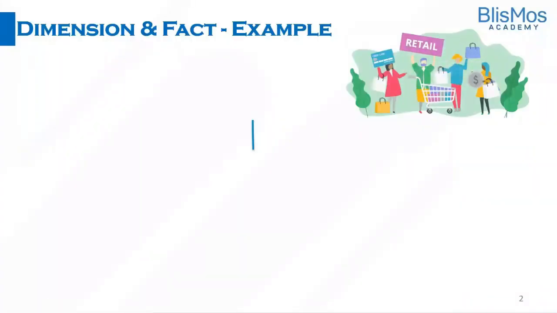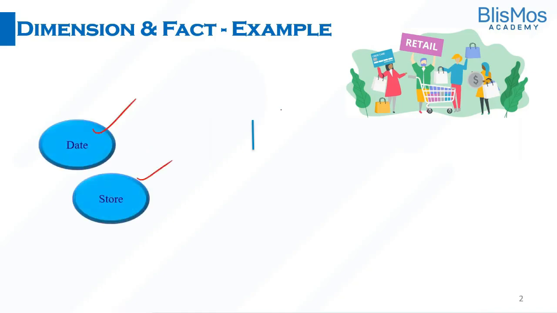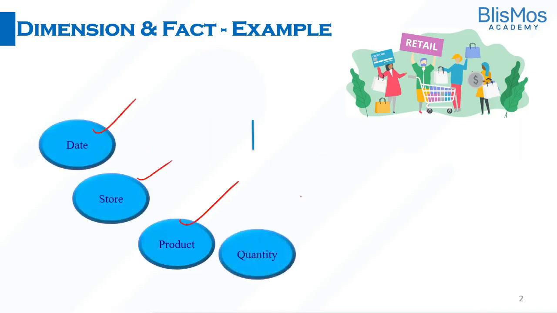Let us say you are shopping in a retail shop or Amazon or any e-commerce website. When you purchase some product, what all will be part of it? First, you'll have a date on which you purchased. Then you have a store in which you purchased. Then you have a product which you purchased. It can be a dress, a coffee, a grocery, it can be anything.